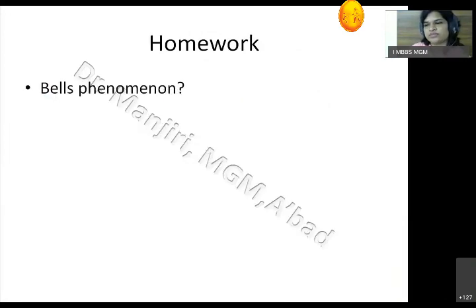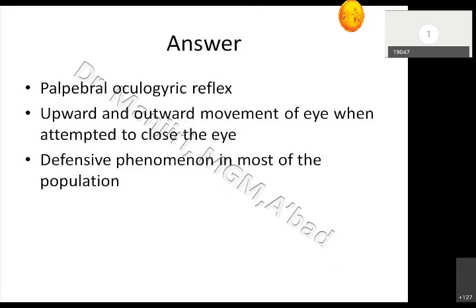So I actually gave you homework in the facial nerve nucleus lecture. I asked you what is Bell's phenomenon. Has anyone read it? Yes, ma'am. What is Bell's phenomenon? It is a normal defense reflex which is present in 75% of the population. In this reflex, the eyes are seen to roll up and out when the eyelids are forcibly closed, or when the patient is trying to close them. It is also called the palpebral oculogyric reflex. It is normally present, so it is not an abnormal thing. But yes, it might not be present in all persons.